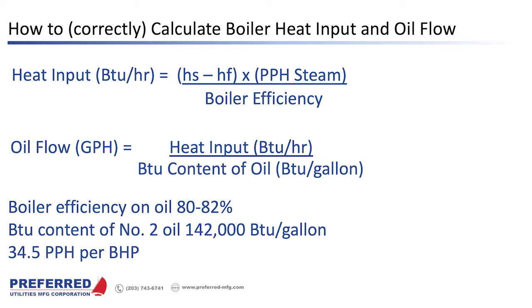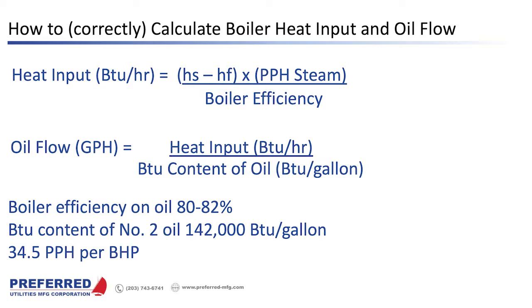Okay, the first slide, this is how to correctly calculate boiler heat input and oil flow for boilers. Your heat input in BTUs per hour is going to be equal to the enthalpy of your steam at whatever operating pressure the boiler is going to operate at, minus the enthalpy of the feed water at whatever temperature the feed water is going to come to the boiler, typically 212 to 218, multiplied by the pounds per hour of steam, divided by the boiler efficiency. So that gets you the heat input in BTUs per hour.